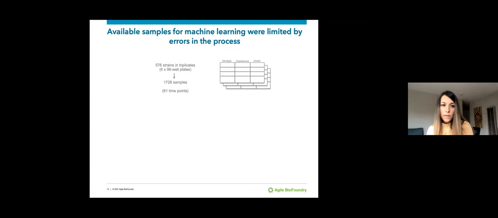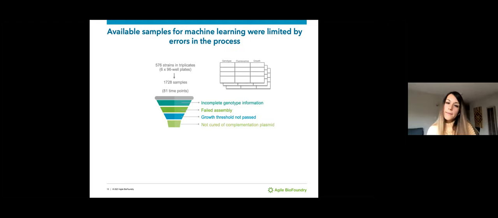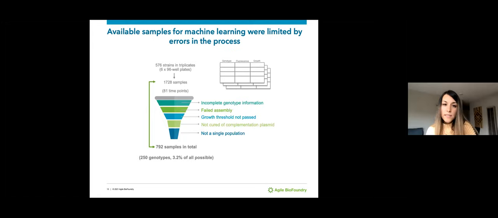As this is biology, things don't always work as expected. So the number of samples to be used by ART was limited by a variety of different errors in the process. So we had around 1,700 samples, consisting of 81 time points. However, for some of them, we didn't have the complete genotype information. The PCRs didn't work. For some of them, the assembly failed. Some samples didn't grow enough. For some, we couldn't cure the plasmid out. Some samples didn't come from a single population. And all these errors resulted in about 250 genotypes, which cover about 3.2% of all possible genotypes in the space.